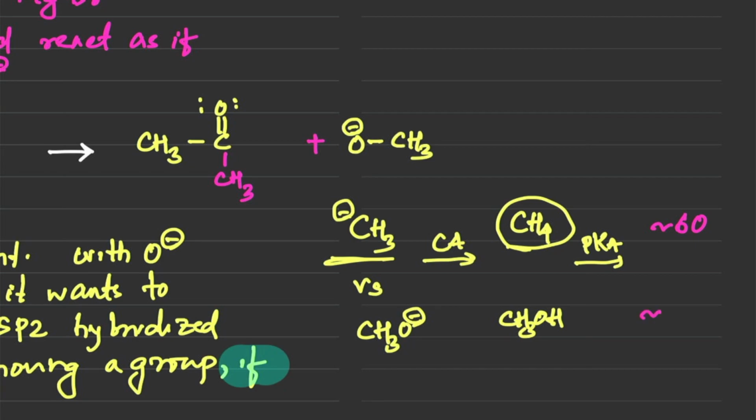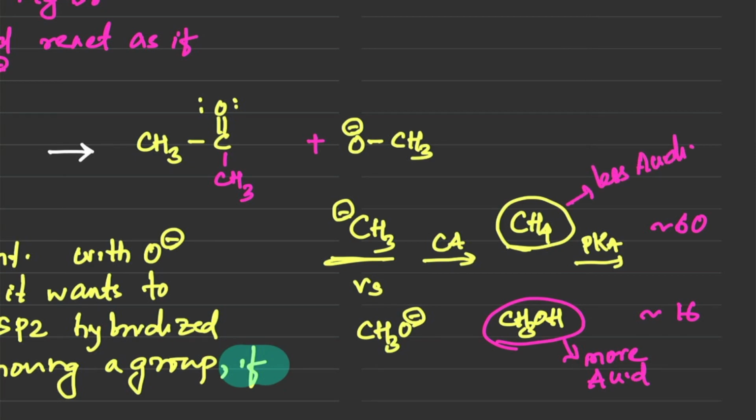And here it's roughly around 16. Alcohol pKa is roughly around 16. So this one is more acidic and this one is less acidic. And if something is less acidic, the corresponding base would be more basic. So this one is more basic. So in simple terms, this is highly basic.